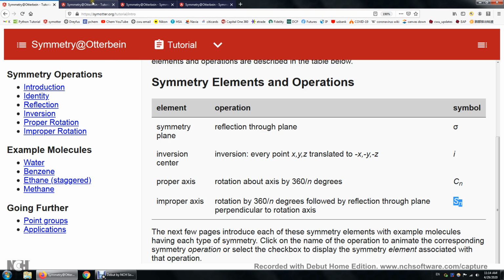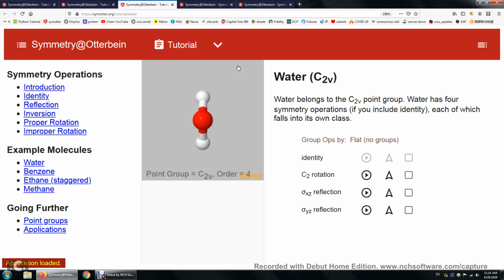First, I want to show you this water as an example. Water belongs to the C2v point group. This C2v point group has 4 symmetry operations. First, the identity operation or symmetry element. This means doing nothing. The symbol is uppercase E. And we have C2 rotation. So I'm going to show you the C2 axis by checking this box.